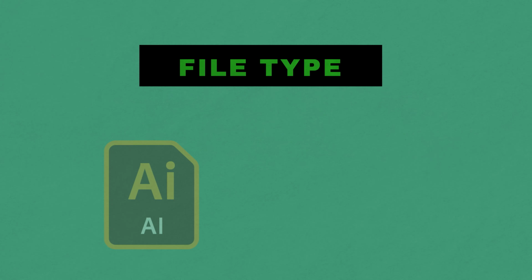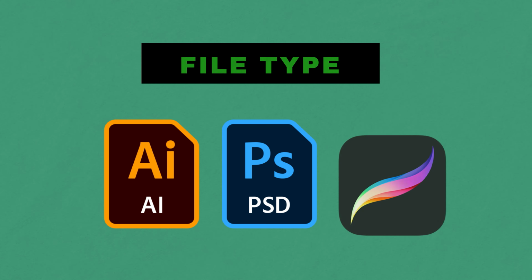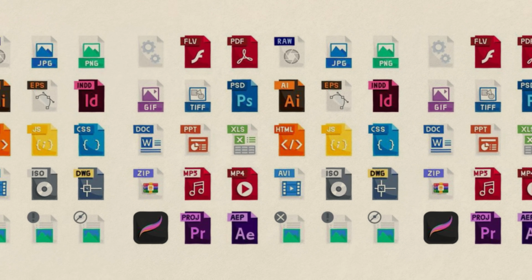Now, it is also worth noting that you can have program-specific file types like a .ai for Adobe Illustrator, a .psd for Photoshop, a .procreate, and many others, which are all typically layered file types. You will most likely encounter these files in your graphic design career.